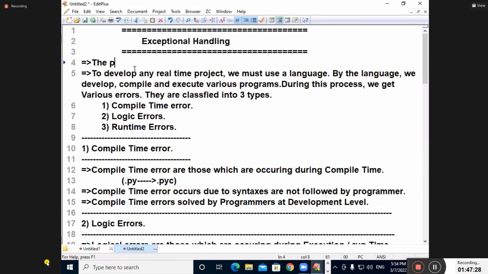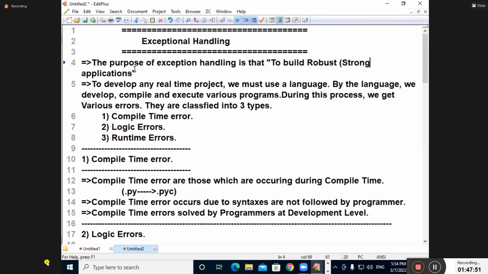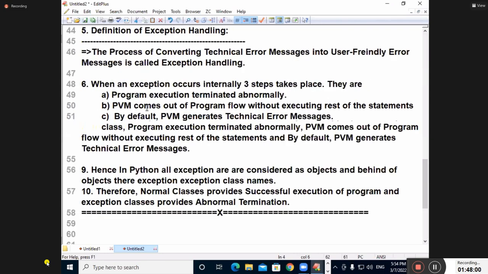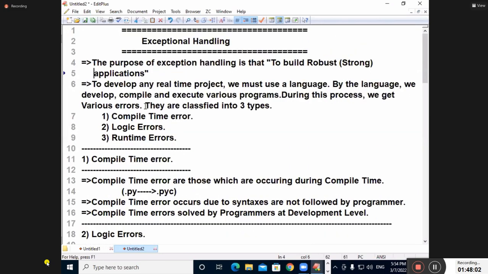The purpose of exception handling is to build which applications, my dear students? Robust applications. Robust is nothing but what? Strong. Robust is nothing but strong applications. So I hope that you understand this meaning. Understand, students? Yes. Is today's class clear? So I hope today's class is clear.